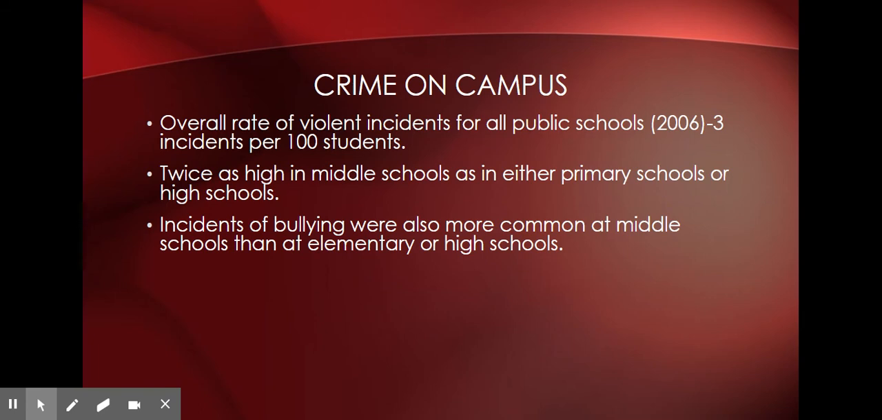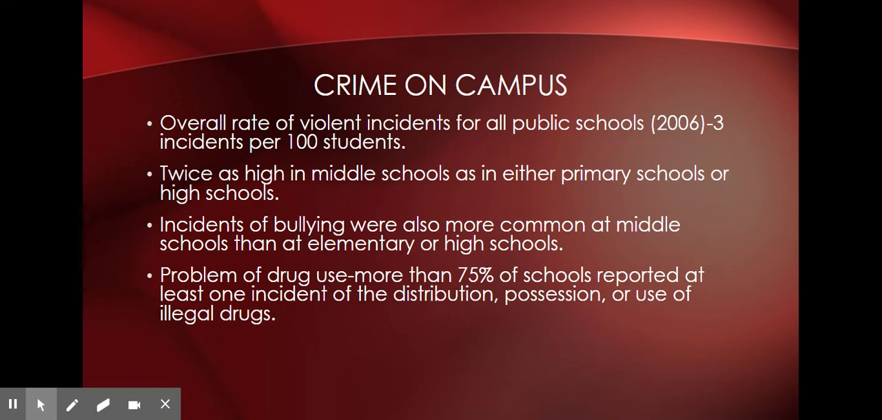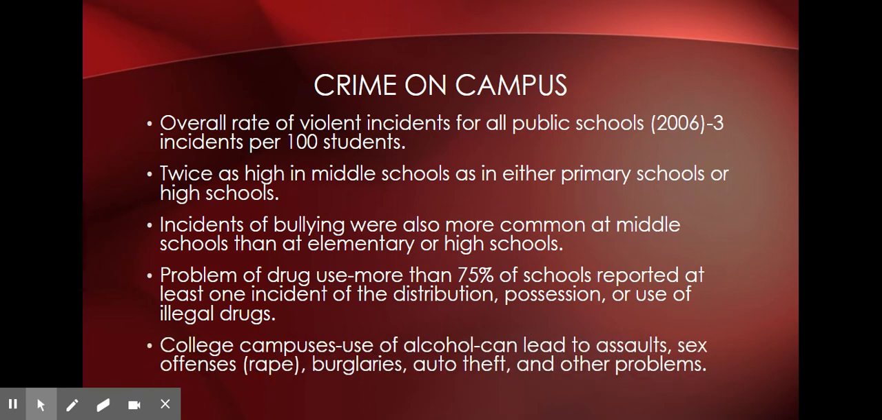Now, when we get to high school, there is a major problem with drug use. Okay, more than 75% of schools report at least one incident of the distribution, possession, or use of illegal drugs on school campus. Okay, not saying it's not possible at elementary schools or middle school levels, but we do tend to see a lot of this in high school. All right. Now, what's interesting is when you go to college, the alcohol rate goes up. Okay. On college campuses, alcohol is a major problem.